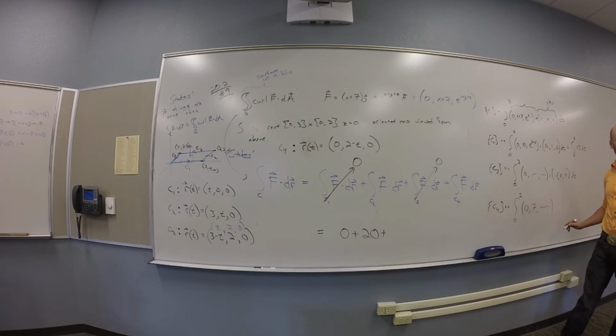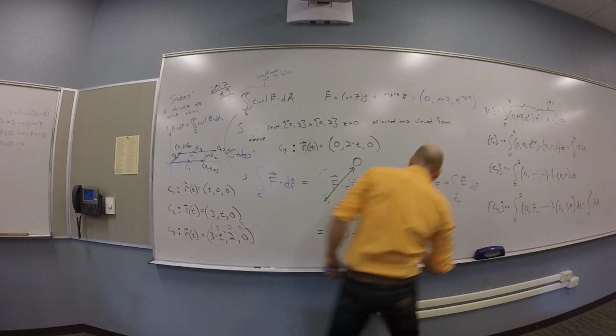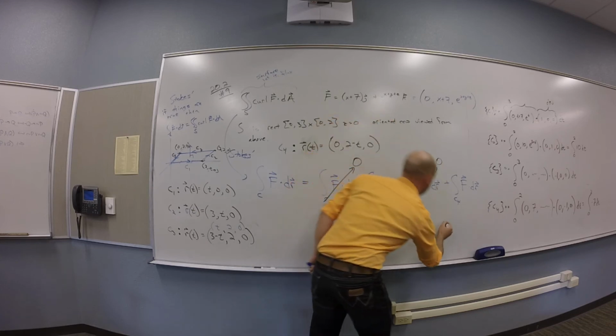Because when we dot it, it's 0, negative 1, 0. And so when we calculate our derivative, we get 0, negative 1, 0. And we're doing the t integration, right? So we're going to get the integral from 0 to 2 of what? -7 dt, which is -14. So we got 0 plus 20 plus 0 minus 14, which is 6.